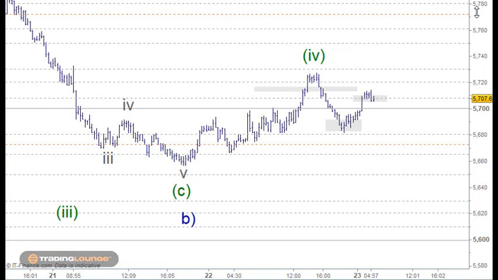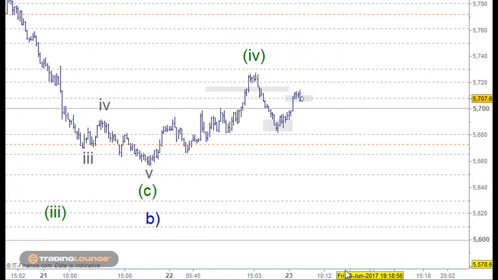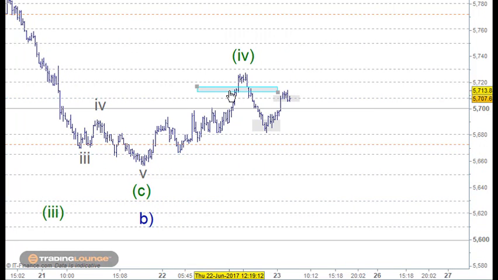So I don't think that this wave 4 should be breached again here, but I won't know that again here. So this move up here, that was our target area here. That's the 38.2% retracement level for the move up here. Now, yes, it has gone a little bit higher, but that doesn't concern me too much.